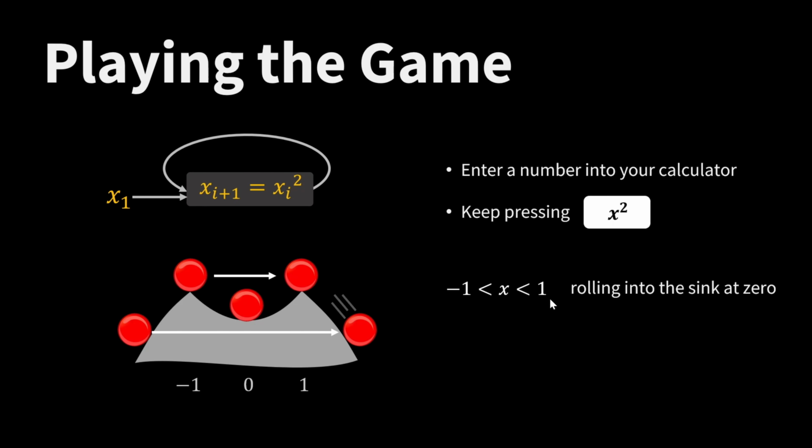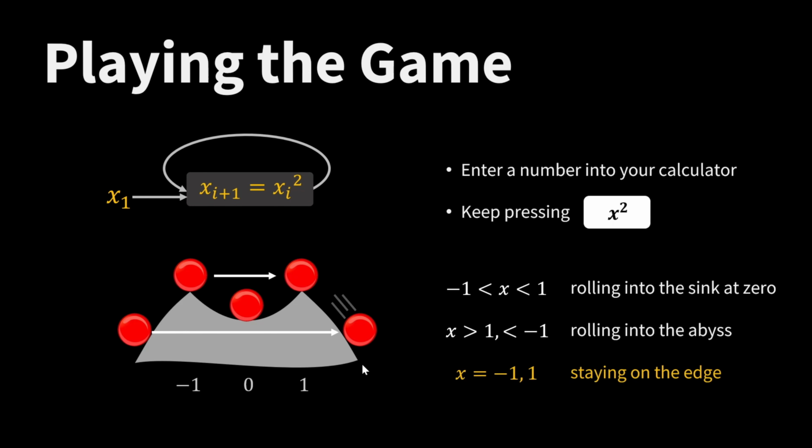If you start with a number larger than -1 and smaller than 1, the ball rolls into a sink at 0. x gets smaller and smaller. If x is larger than 1 or smaller than -1, the number gets bigger and bigger and the ball rolls into the abyss. Only if x is exactly -1 or 1, then the ball stays on the edge. Here we have an unstable equilibrium. Now what about the complex plane? Where is the edge in the complex plane?